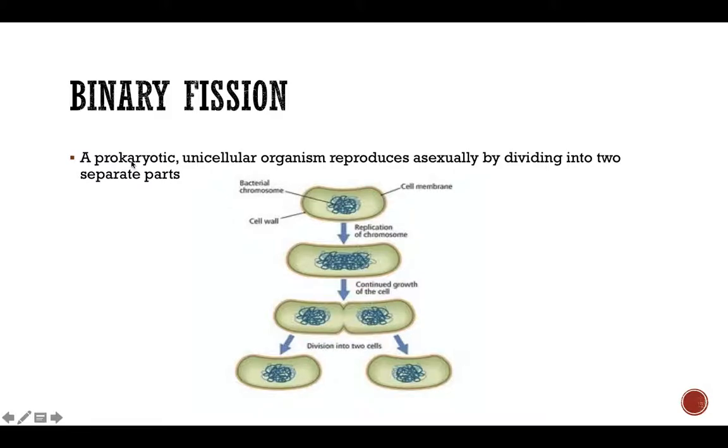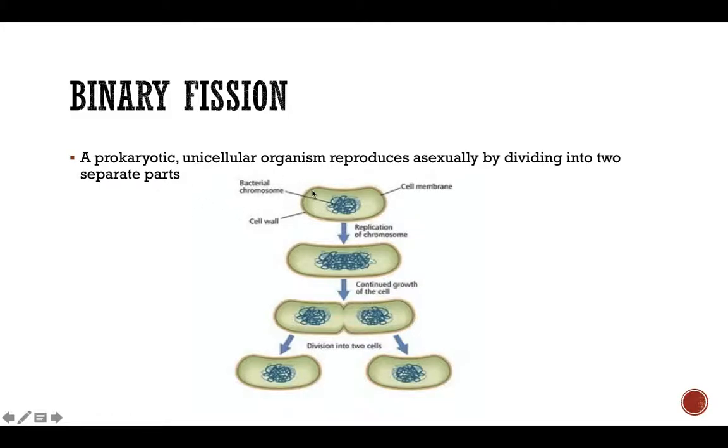They have a nucleus. So an example of something that would take part in binary fission would be bacteria cells, or amoebas. We talked about those in class because those are prokaryotic cells and they're unicellular as well. And so a prokaryotic unicellular organism reproduces asexually, meaning it does not have a partner. Okay, it just requires itself. And it reproduces asexually by dividing into two separate parts.